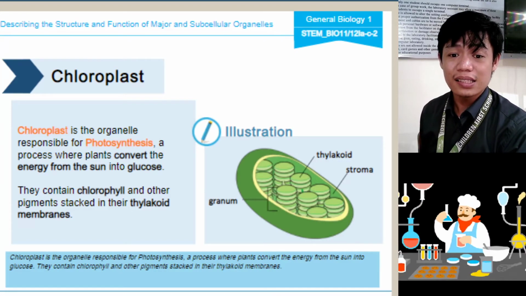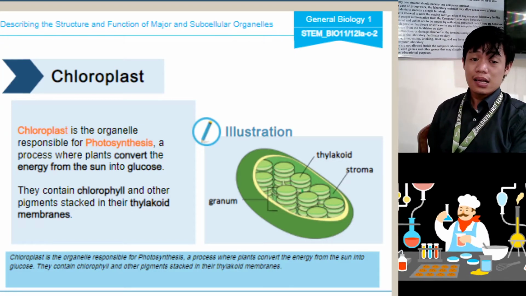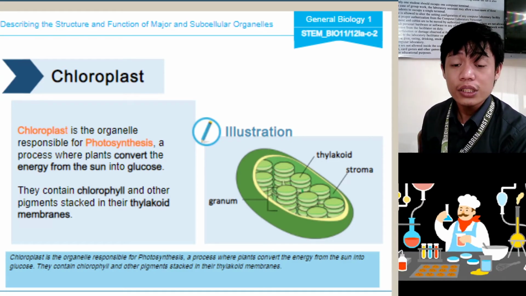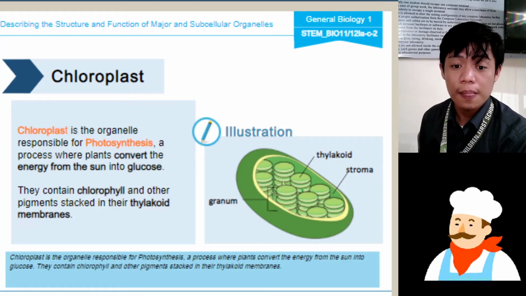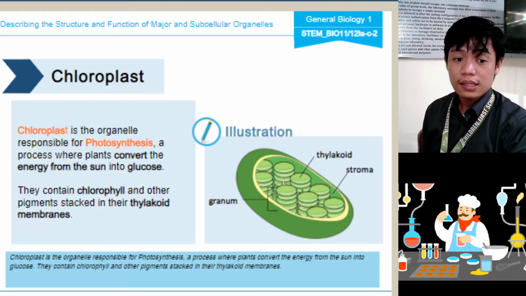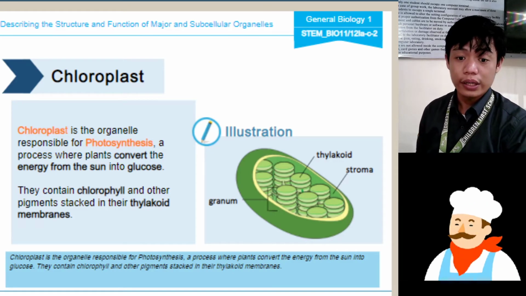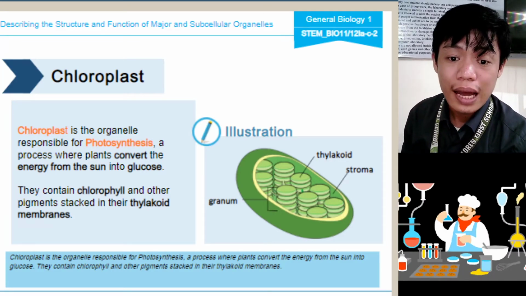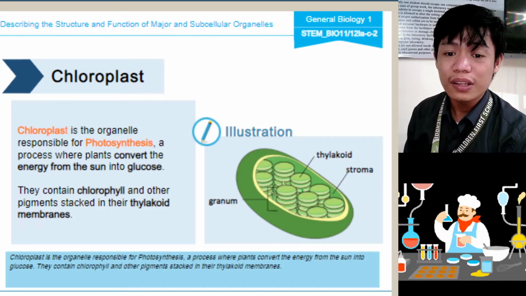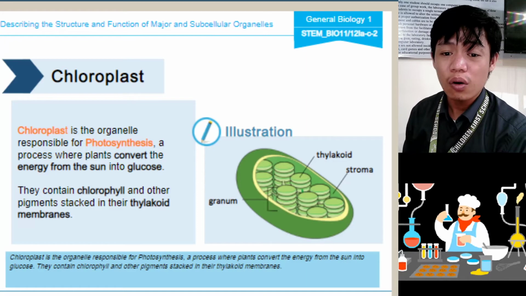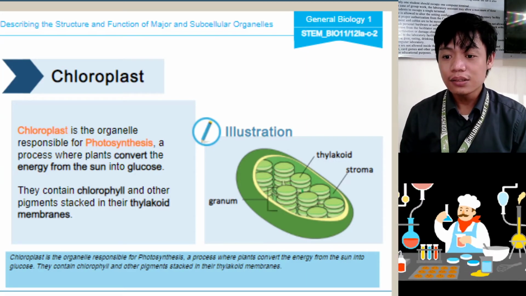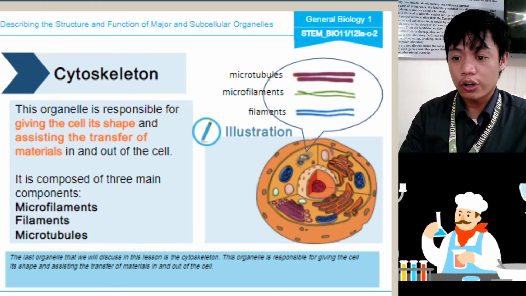So that is the responsibility of the chloroplast. As you can see in the illustration, the small stacks there are the thylakoids. The space between the thylakoids is the stroma. The stack of all the thylakoids is the granum, or grana. So that's the chloroplast.